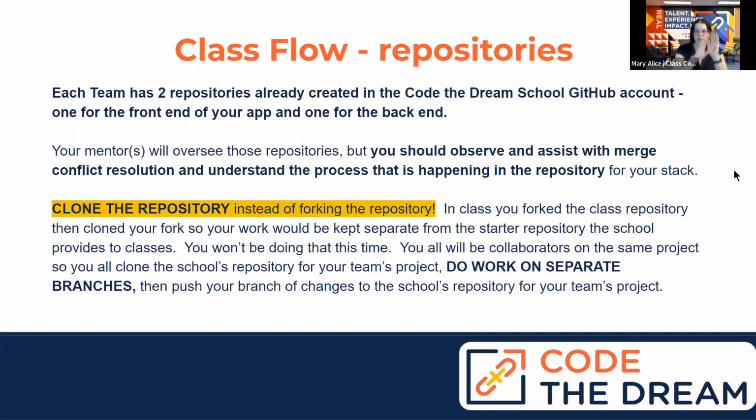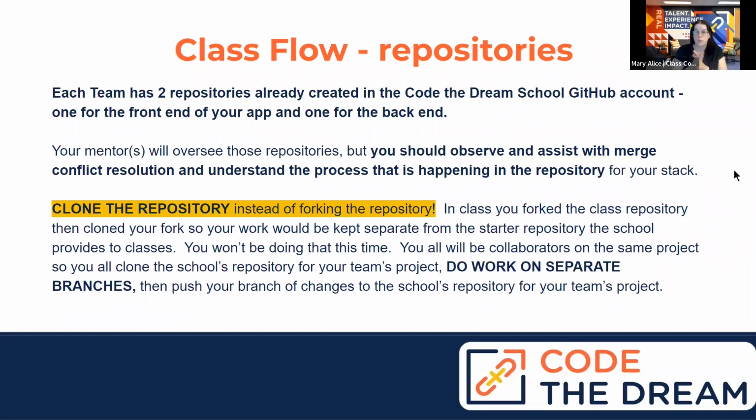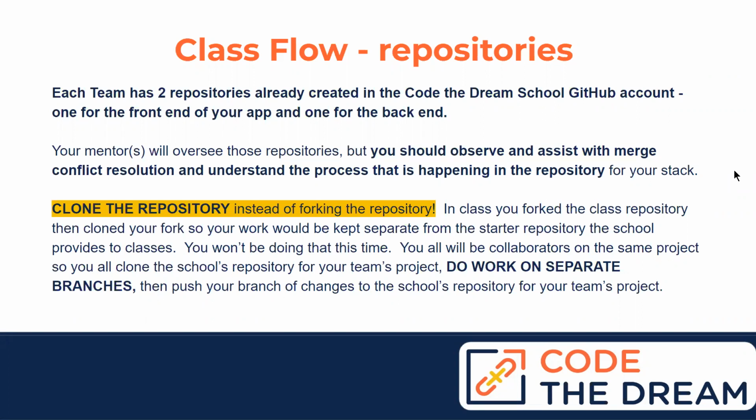But instead, you want to clone. You'll still do pushes and pulls. So you'll pull from the Code the Dream School one to update your local, and you'll push your local up to the Code the Dream School one. That way it just stays between those two instead of doing this. You'll still do pulling from Code the Dream School. Yeah, like so each time after pushing, I would do a pull.